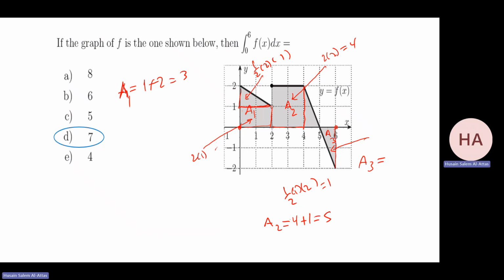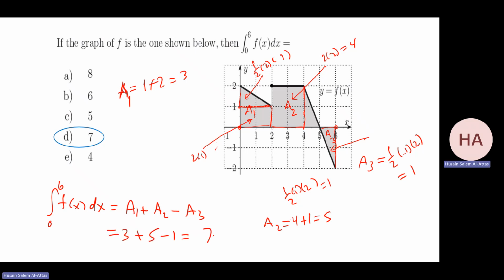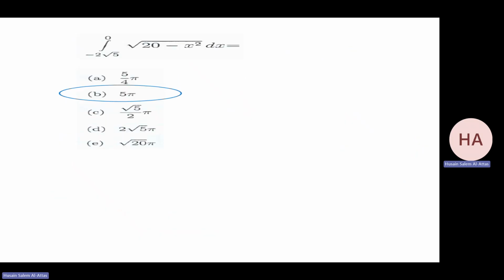This is 2, 1. Half times 1 times 2, and that will be 1. So the net area, the integral from 0 to 6, will be A1 plus A2 minus A3. That will be 3 plus 5 minus 1, which is 7, which is this one.